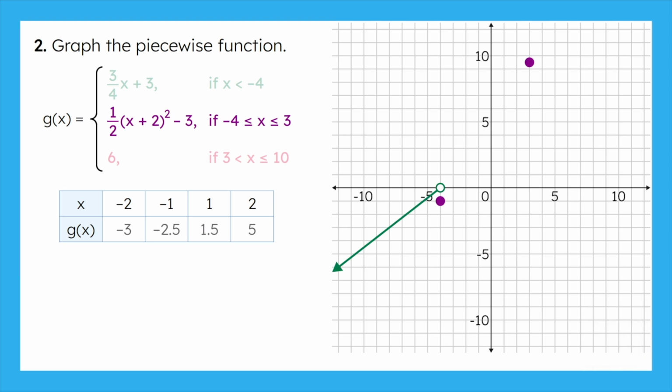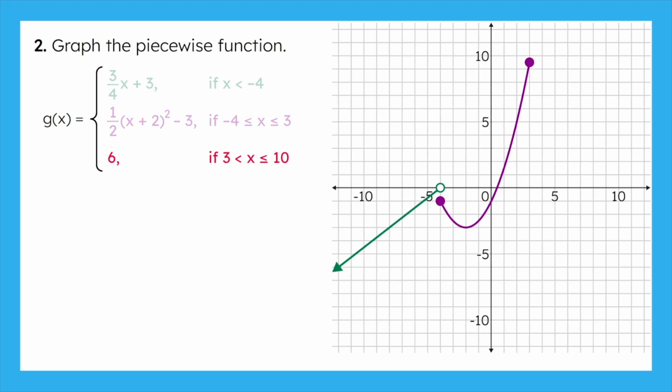Here are those output values and the graph. Even if you picked different x values than me, the sketch should look the same. Remember to make sure the graph is curved since the subfunction is a quadratic.